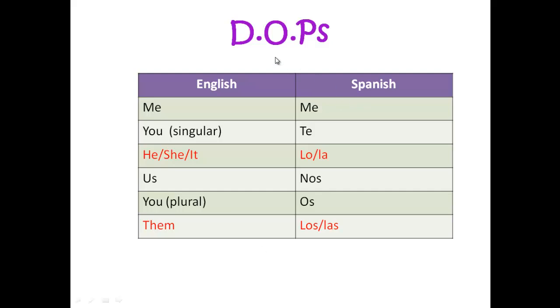By the way, I'm going to be referring to direct object pronouns as D.O.P.s because it's just so much easier than saying direct object pronouns every single time. So we've got a nice grid there. Feel free to make a copy of it. Look how lovely I am making it for you.